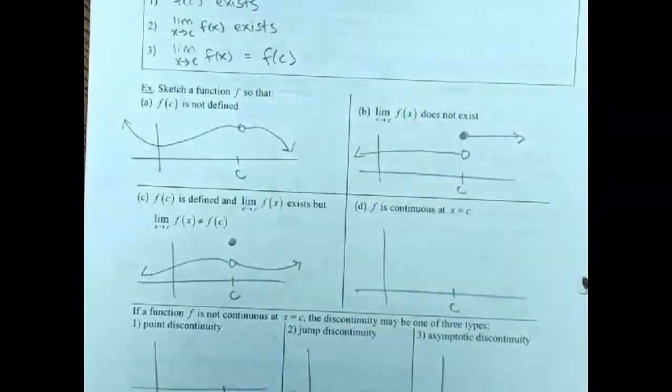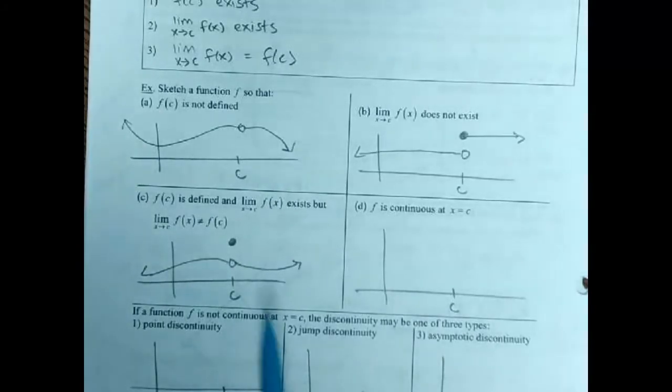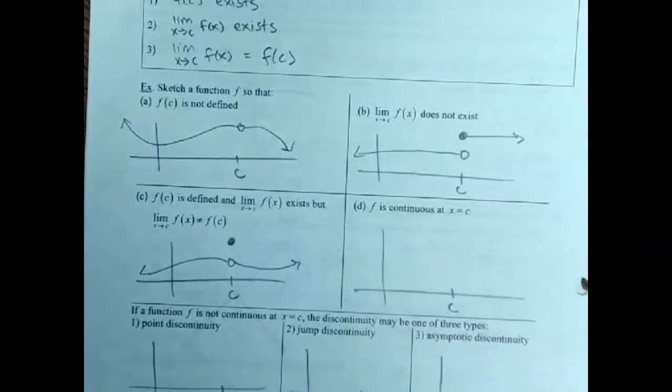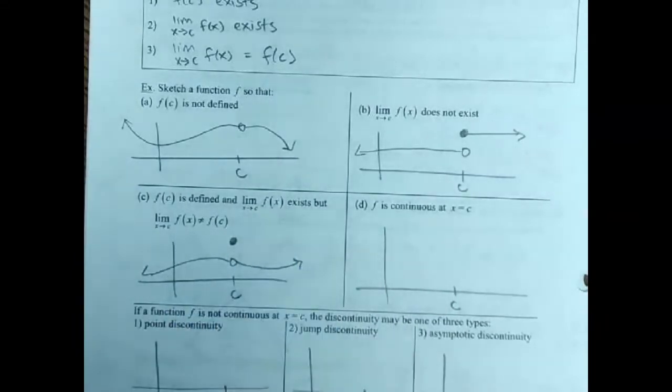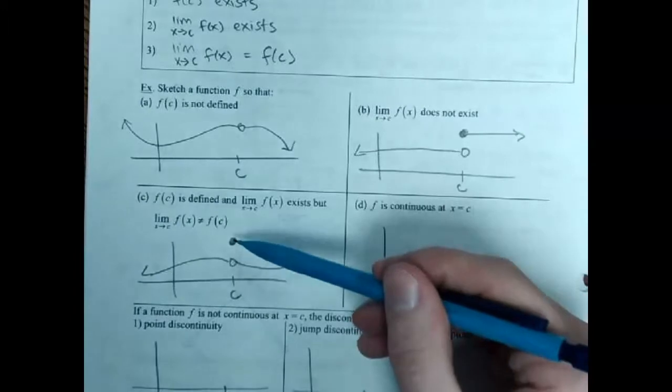Right? That's definitely not continuous because there's no way you could graph that all at once without picking up a pencil. But here, let's check it. The function is defined, yes, because I've got the solid dot. The limit exists because you're approaching the same thing from the left as you are from the right. But I see that those two values aren't the same.